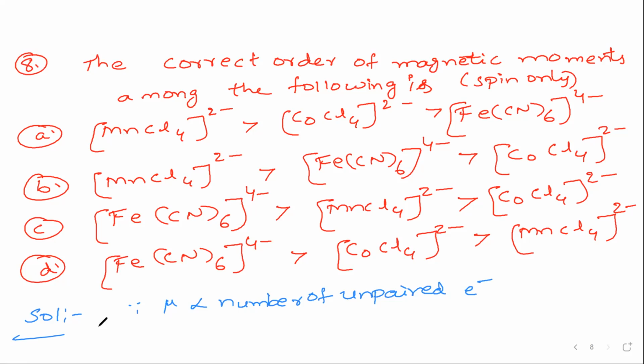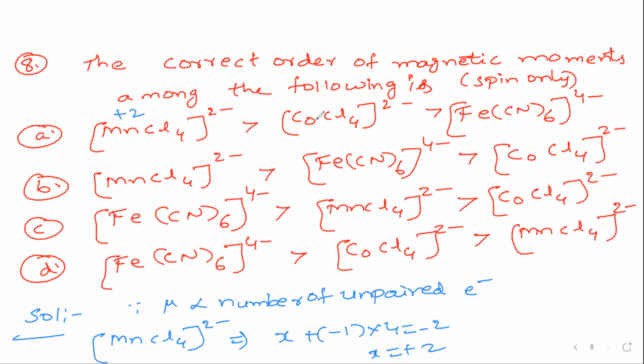So straight away we can find the oxidation state of manganese. In MnCl4 2-, what is the oxidation state of manganese? If you know the oxidation state, easily you can find the number of unpaired electrons. x plus (-1) into 4 is equal to -2, so x is equal to +2. Cobalt: x minus 4 is equal to -2, so cobalt is also +2. And x minus 6 is equal to -4, so x is equal to +2. So iron is also in +2 state. So manganese, iron and cobalt are all in +2 state.